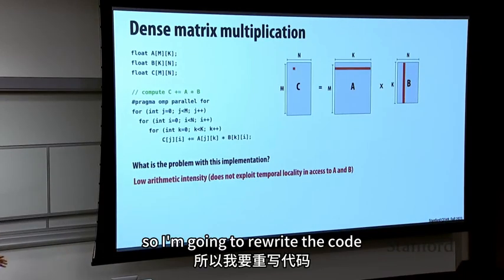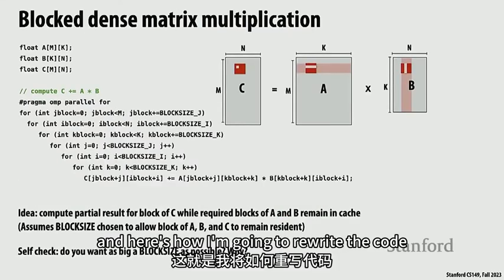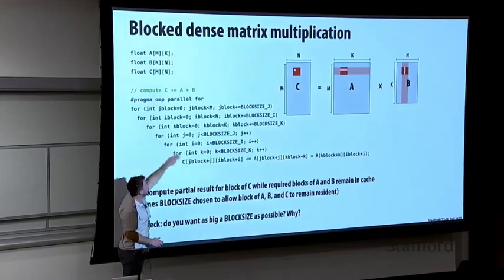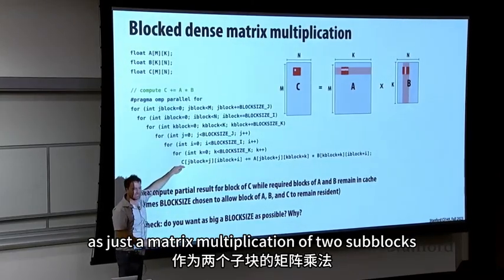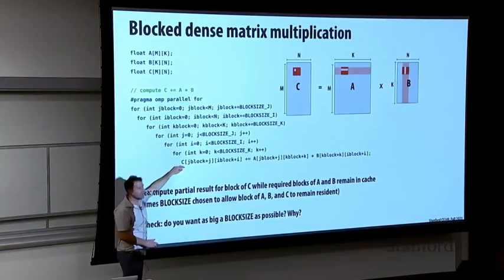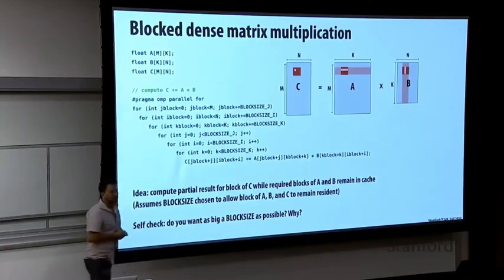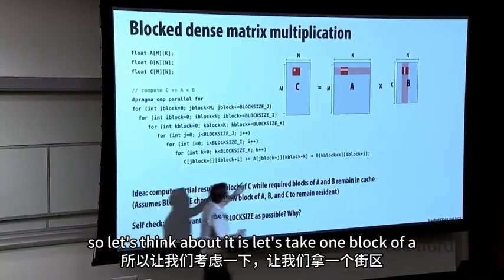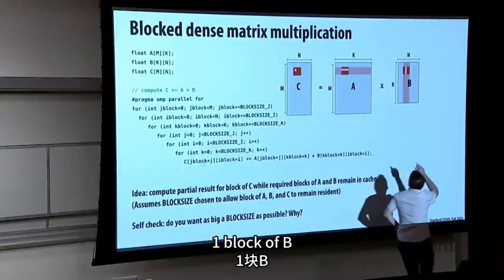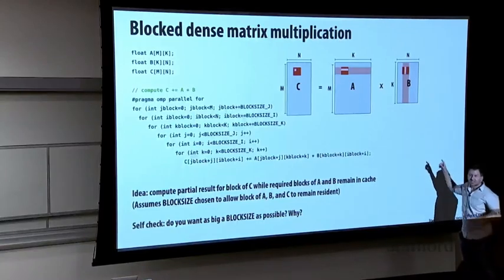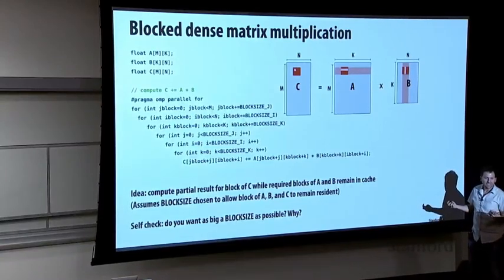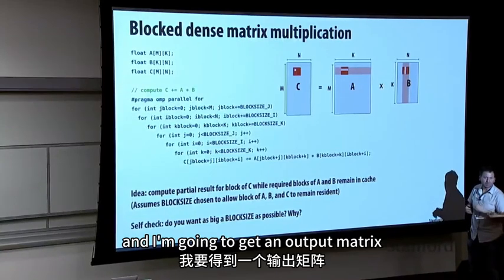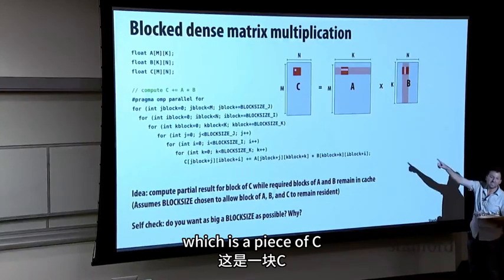So I'm going to rewrite the code. And here's how I'm going to rewrite the code. Think about everything from this for loop down as just a matrix multiplication of 2 subblocks. And so the outermost loop is matrix multiplication over blocks. So let's think about it. Let's take one block of A, one block of B. Let's load them into cache. And let's multiply those matrices together. And I'm going to get an output matrix, which is a piece of C.